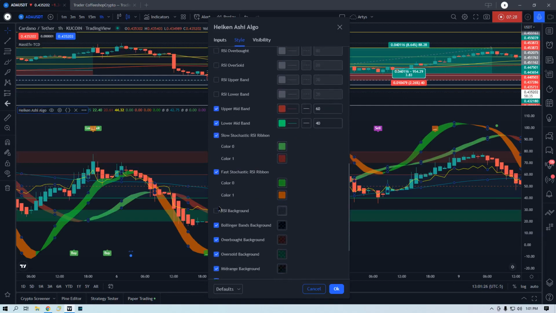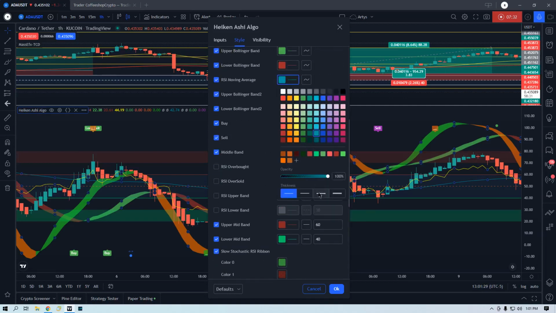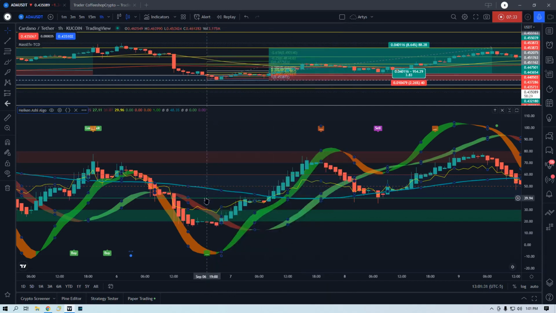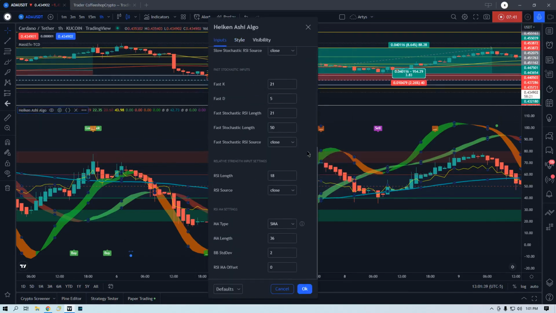RSI moving average. Let's talk about that. Matter of fact, let me make this really big so you can really see what's going on. RSI moving average. You can see here is a blue line on my screen. I'll make it bigger for you. RSI moving average, right here. Let's make it really big so you can see it, right?